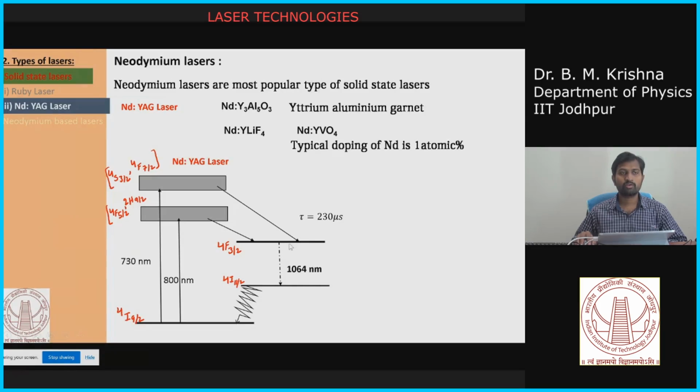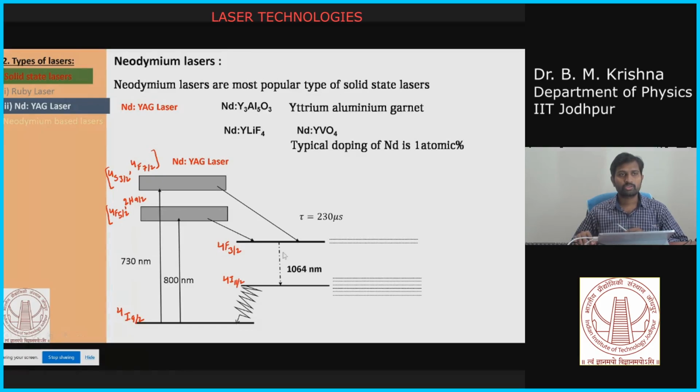Okay, so then you have a transition. Once you have a population inversion, then with stimulated emission you will get lasing action. The lasing action takes place at a wavelength of 1064 nanometers. From this you don't have any radiative decay, so this decay will be non-radiative decay. This transition is from 4F3/2 to 4I11/2.